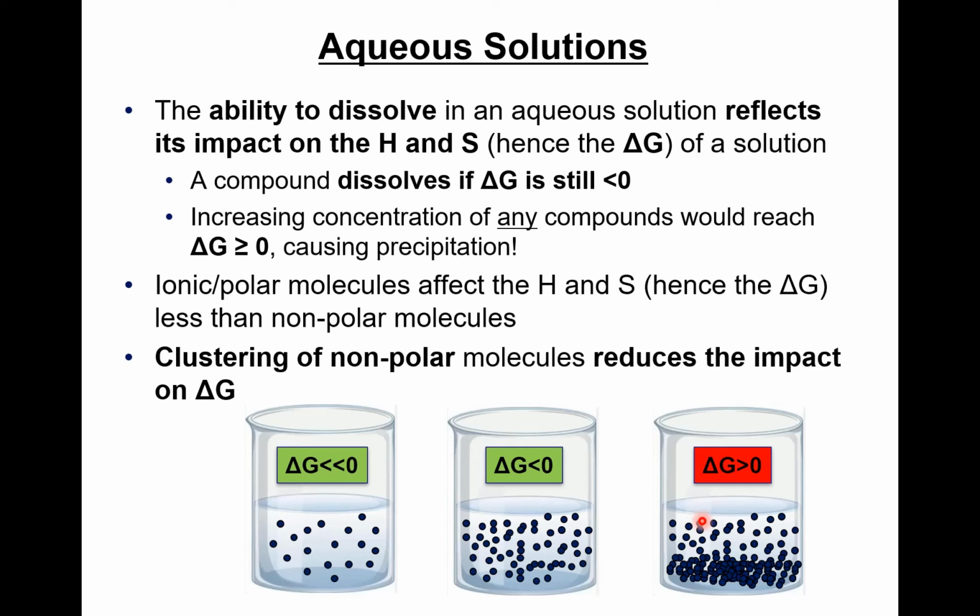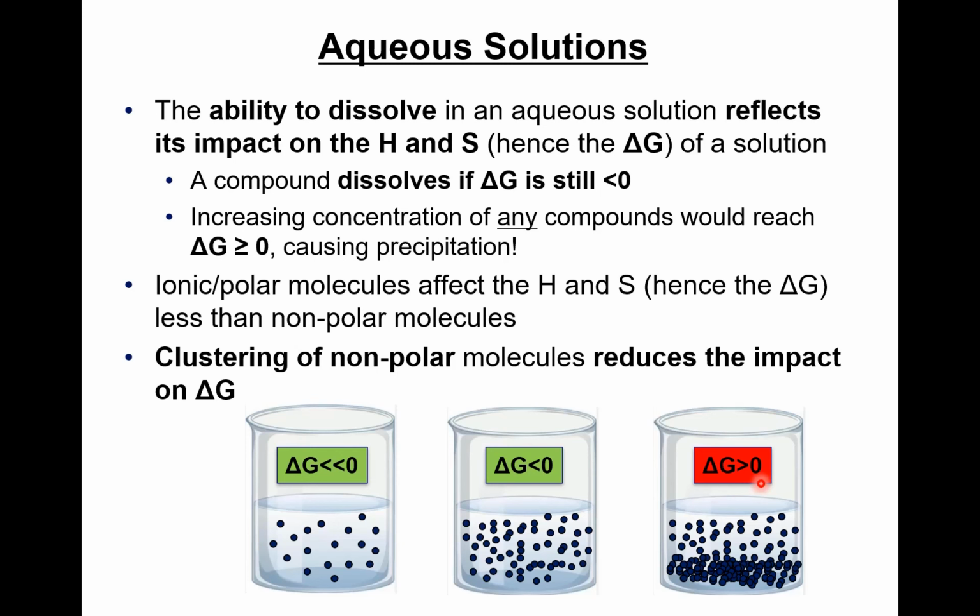Keep in mind, just adding things to all of this, and then we'll get into the details, that you can move this by playing with temperature. If you increase the temperature, now you're moving this positive delta G more to the right. It can dissolve more solute, whether it's polar or non-polar. It can dissolve more than it could at a lower temperature. So many factors can affect this.